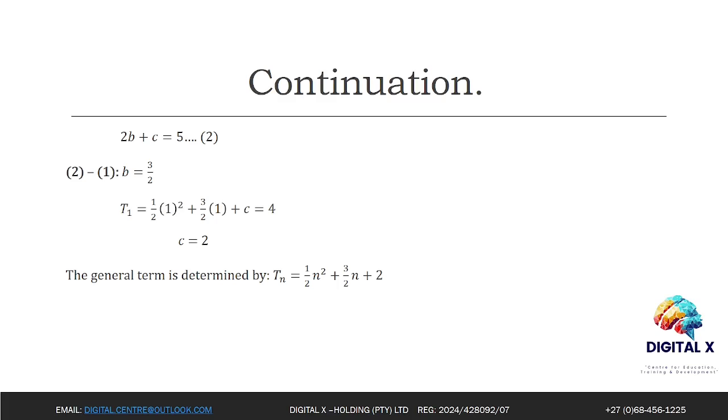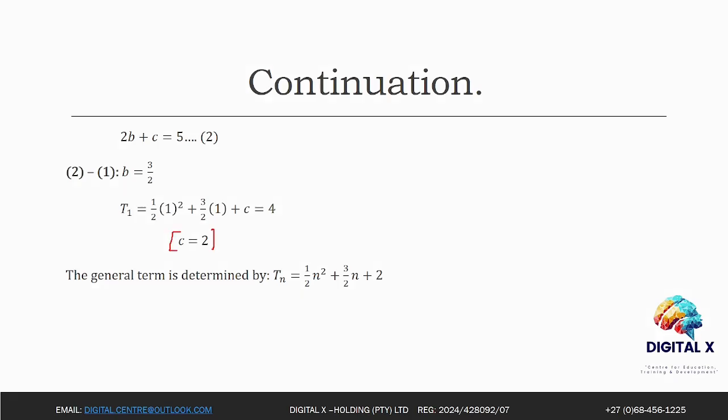So let's look at the next slide. In our next slide, we have determined the second equation. So we have both the first and second equation, and you can just subtract equation 1 from equation 2. After doing that, you get the value of b being equal to 3 over 2, and you can just take the value of b and substitute it back into the first equation, and obviously you get the value of c being 2.